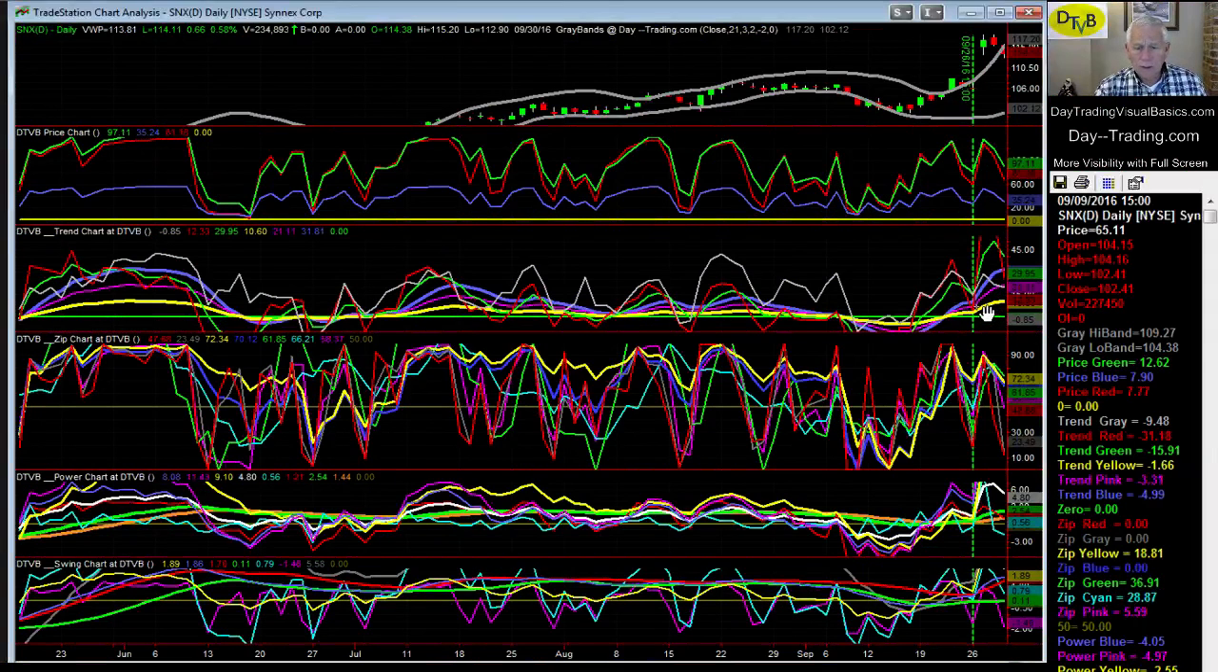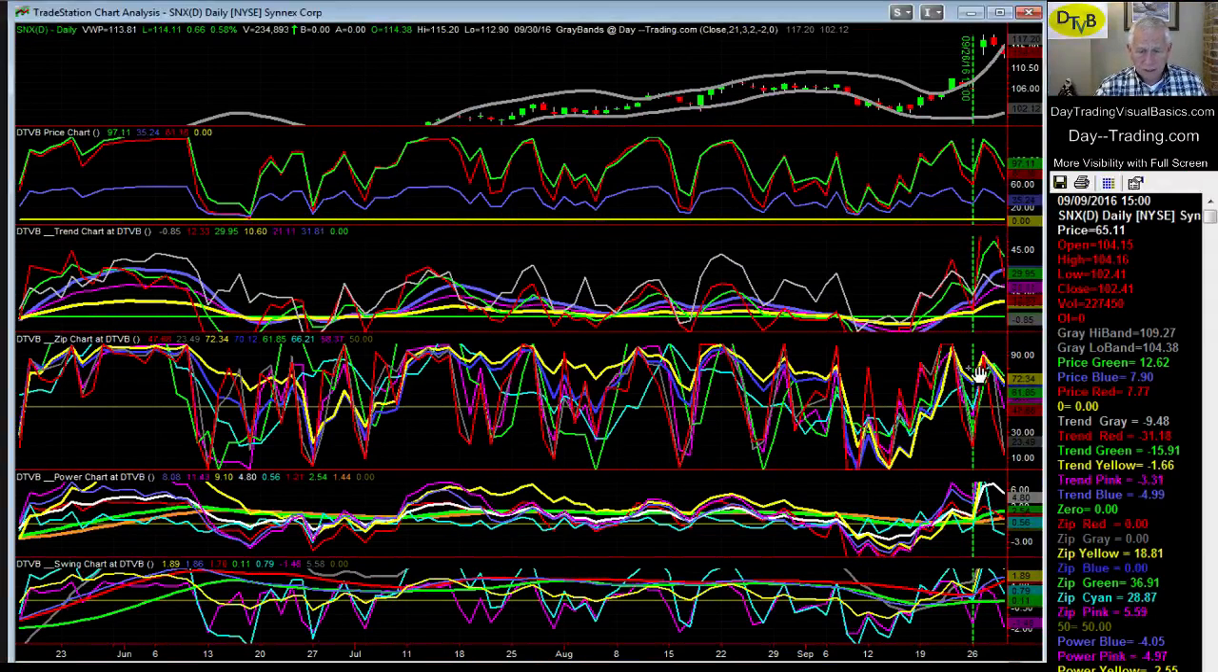Now the trend red qualifies in the proximity group because it is above the yellow. We like to see all of the qualifications above all 3 lines, but as long as it's above one of those lines, we're fine. So in essence, you have a proximity group in the trend chart, and you have a proximity group in the power chart, and you have some scattered lines in the other charts.